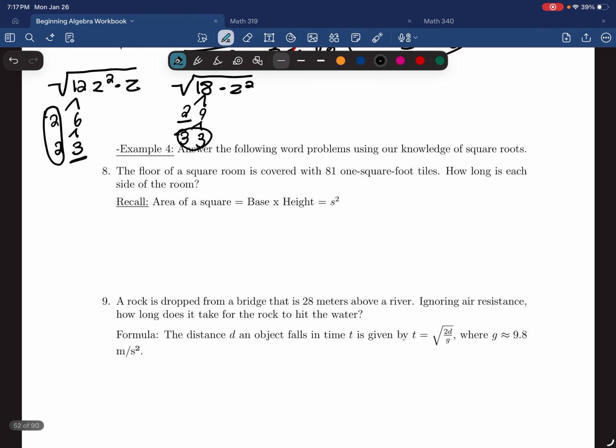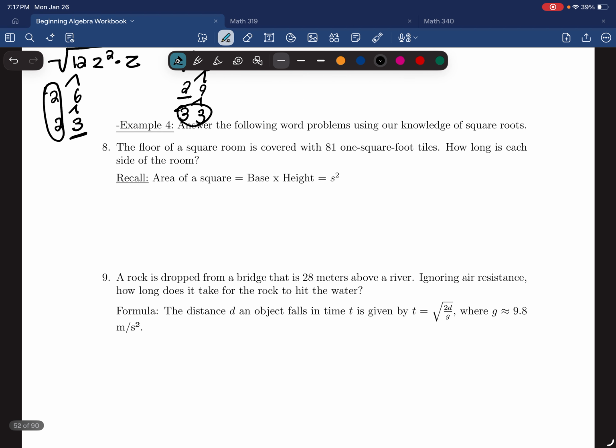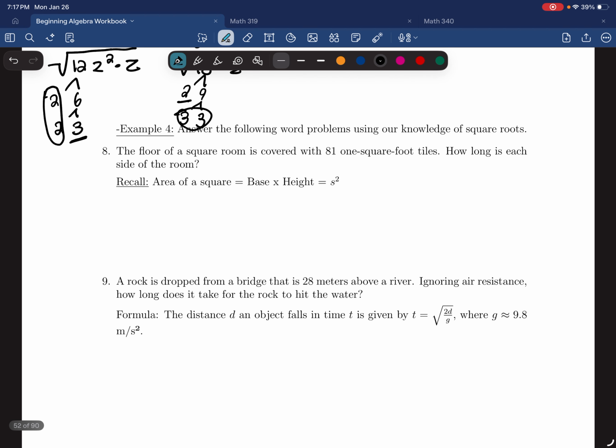Looking at example 4, now we're just going to solve a couple word problems that require the use of square roots. So for example 8, we have the floor of a square room is covered with 81 square foot tiles. And we want to know how long is each side of the room. So this requires a little bit of geometry. So we know that the room is a square. And we're given that the area is 81 square feet.